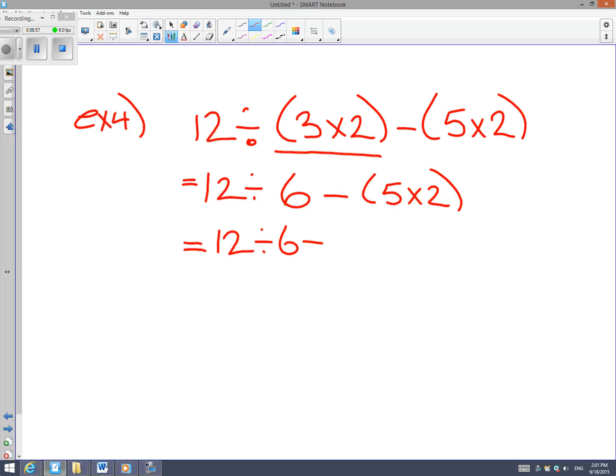And now I do inside the brackets, 5 times 2 is 10. This question, I have a choice between, I forgot to underline that, I have a choice between division and subtraction. I know that in BEDMAS, division comes first. 12 divided by 6 is 2. And I'm going to subtract 10. And just by looking, I know I'm going to have an integer solution here because I have 2 and I'm going to take 10 away from it.